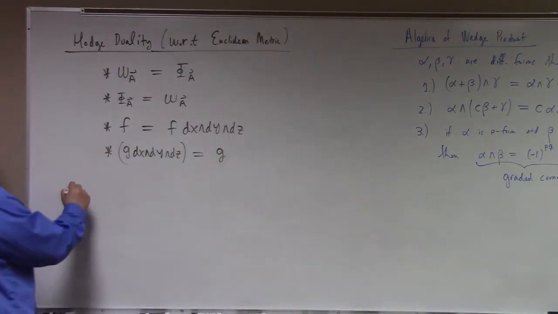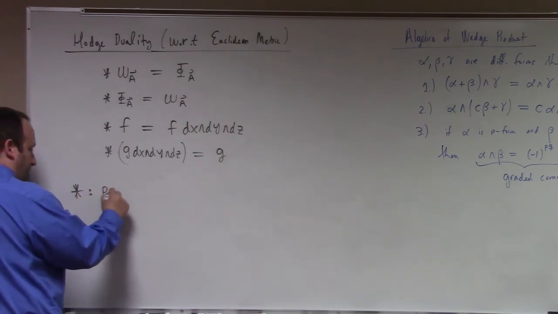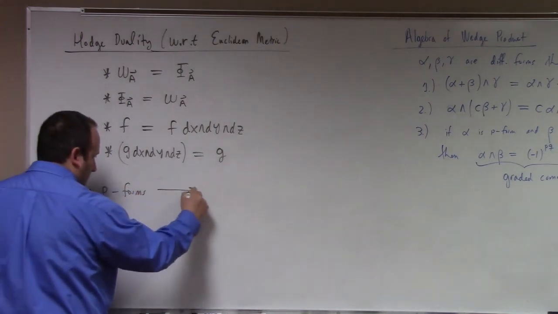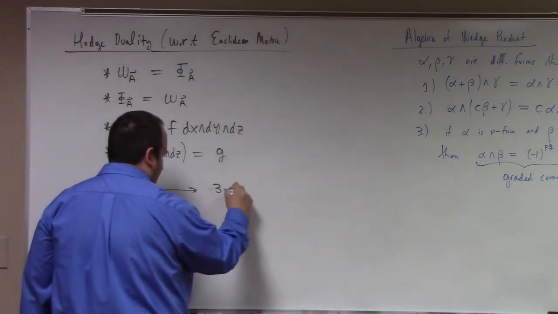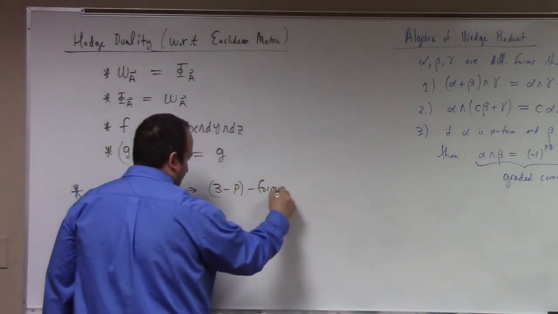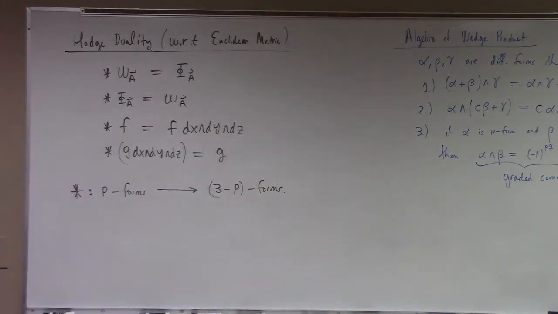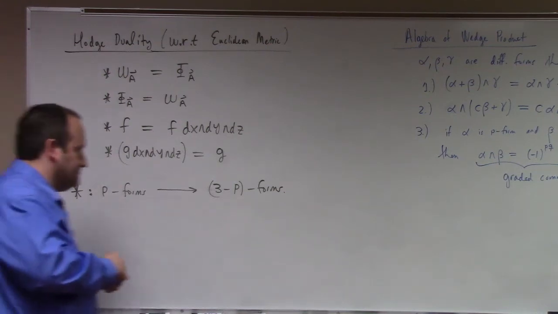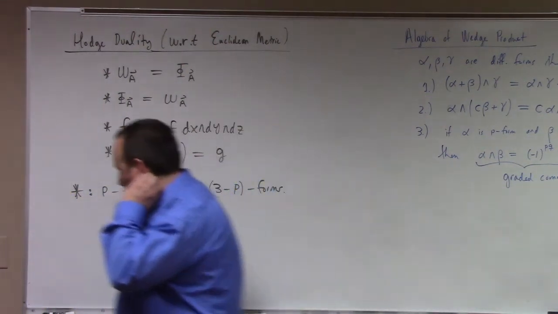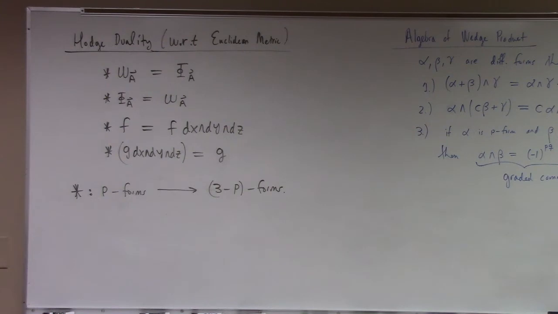So basically this Hodge duality takes you from p forms to 3 minus p forms. So you start with a 1 form, you get 3 minus 1, a 2 form. Or if you start with a 3 form, you go 3 minus 3, which is a 0 form. Anyway, that's Hodge duality. I should mention that it's actually kind of important to the larger story of differential forms, but not terribly important to the story I'm telling you today.